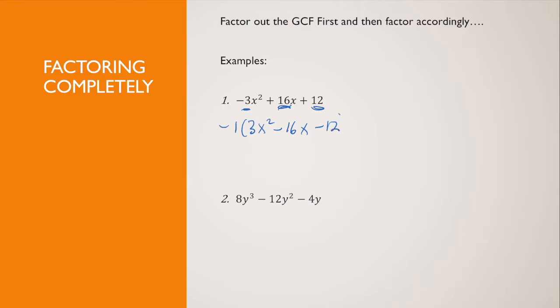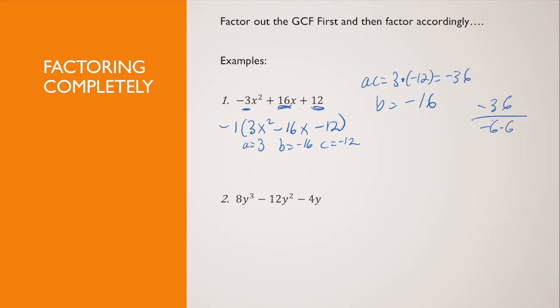Now I need to find the factors of AC that add up to B. AC in this case is 3 times -12, which is -36. Ooh. And B is -16. Remember, we have to label our ABCs after we take out the greatest common factor. So what are some factors of -36 that add up to -16? How about -6 times 6? Well, no, that adds up to 0. Okay, what about -2 times 18? Oh wait, that adds up to a positive 16. How about -18 times 2?